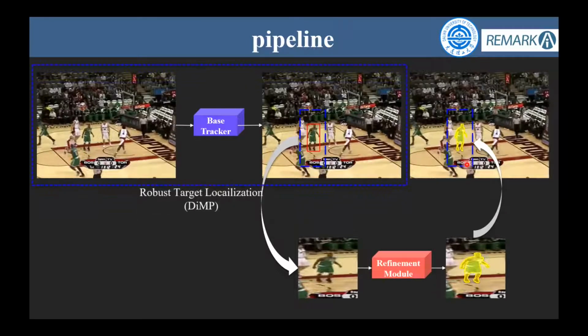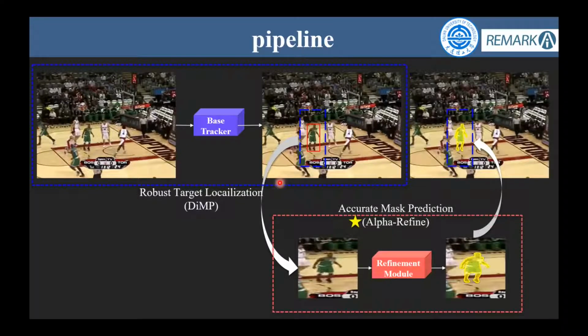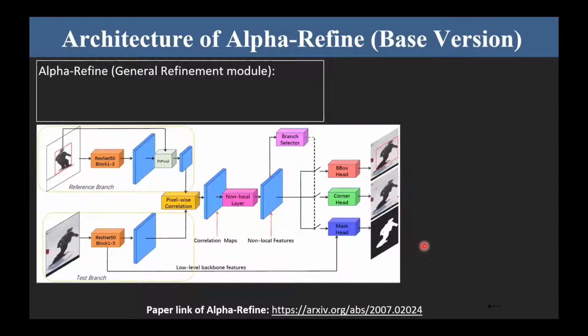In summary, the whole pipeline consists of two stages: robust target localization and accurate mask prediction. In each stage, we use DiMP and AlphaRefine respectively. AlphaRefine is designed as a general refinement module for object tracking. When combined with existing base trackers, it can significantly improve their performance. We further improve it for this year's VOT challenge, but let's first look at the base version.